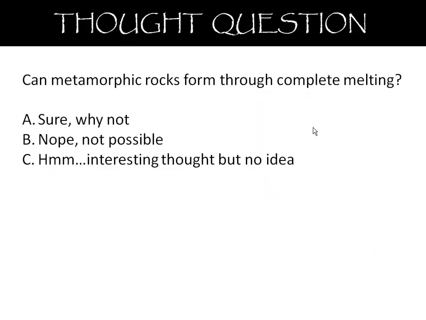For this video, I'm going to leave you with a thought question. Can metamorphic rocks form through complete melting? So think about it. Could part of the process result in complete melting of the rock? Sure. Nope, not a possibility. Or it's an interesting thought, but no idea. If you think about it, we'd already actually talked about a rock type that started out from material that had been completely melted in the form of magma and lava, and that was our igneous rocks. So metamorphic rocks can't actually form through complete melting.